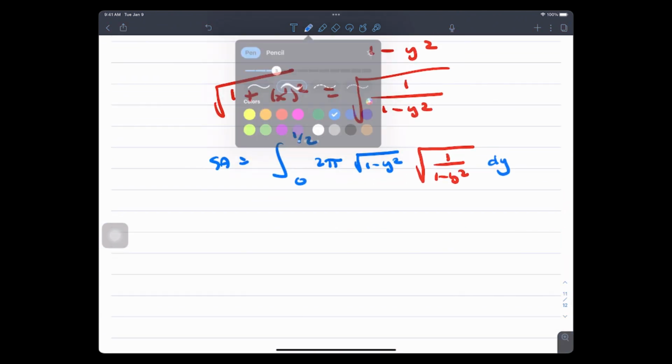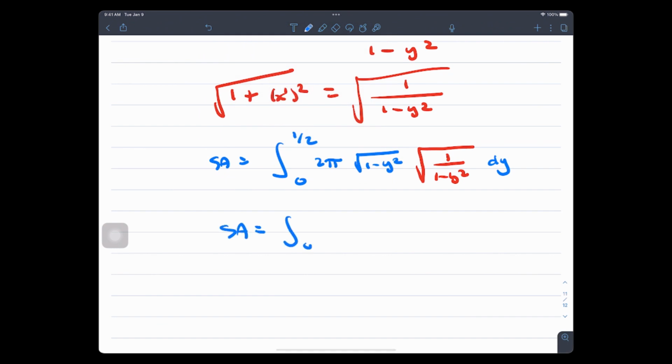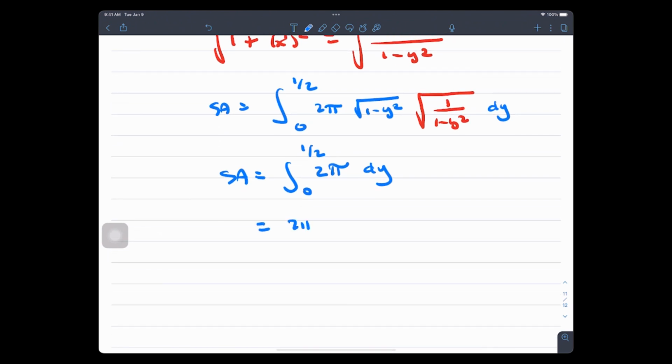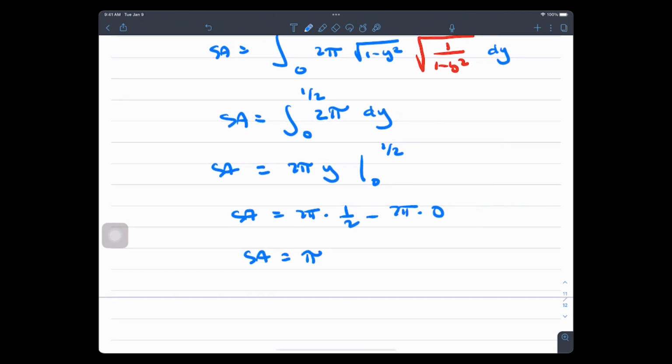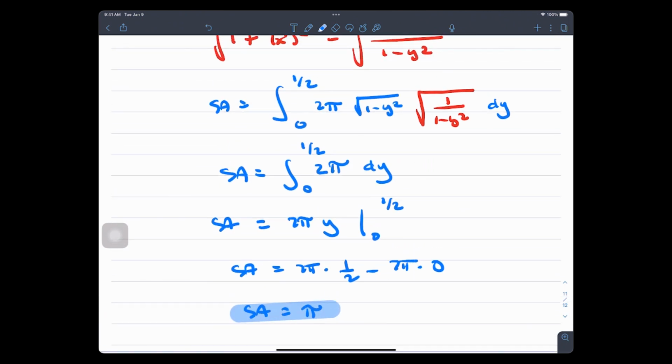What do you guys notice you get? 0 to 1/2. Doesn't this cancel? Is that right? And so what's your surface area going to be? Isn't that 2 pi y from 0 to 1/2? What's that going to be? Two pi times 1/2 minus 2 pi times 0. What's the surface area going to be? Pi. And there it is.